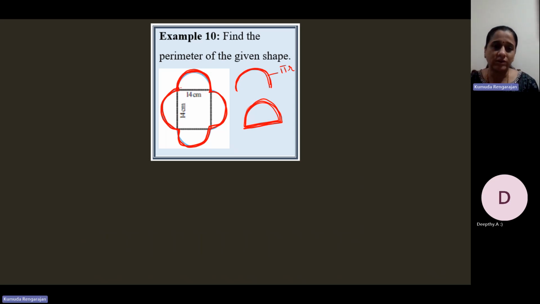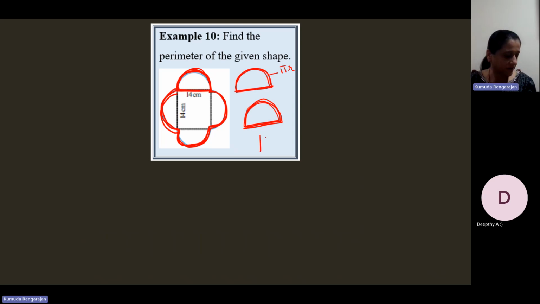So here it is only pi r. See, this is only pi r. This is another pi r. This is another pi r. This is another pi r. And what is 14? 14 is the diameter. So r is 7. 14 is not the radius. 14 is the diameter. What is attached to the semicircle is the diameter. The line segment attached to the semicircle is the diameter.